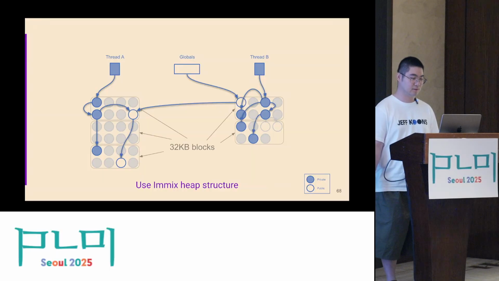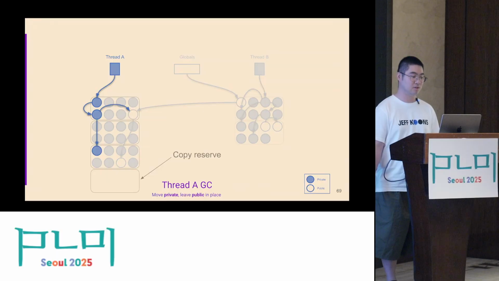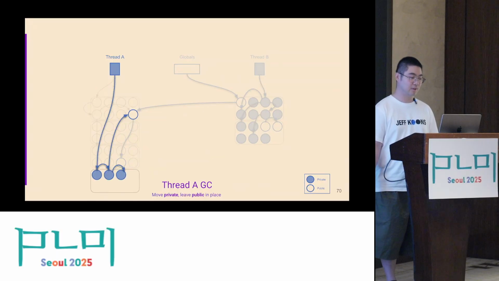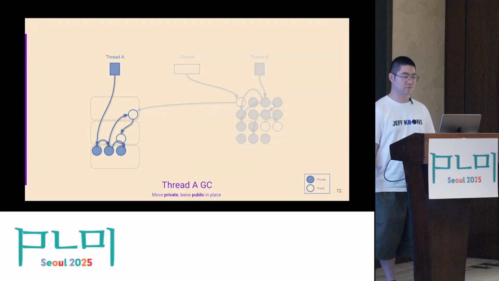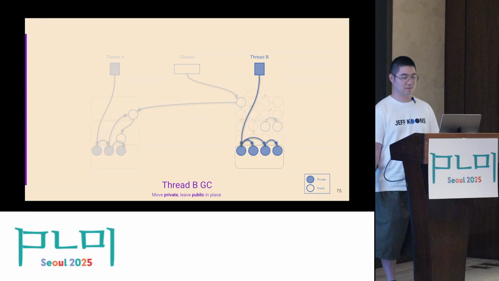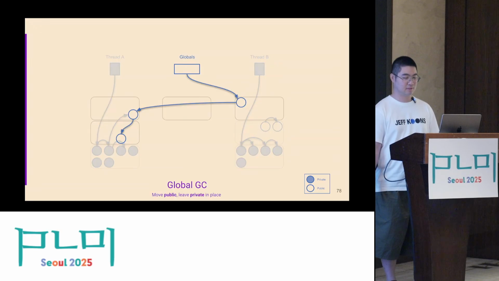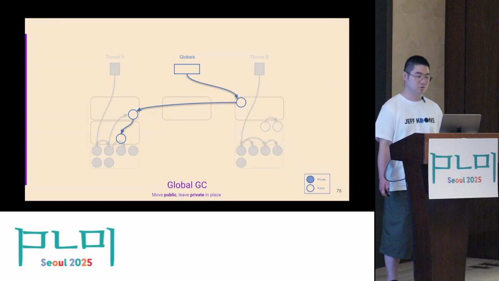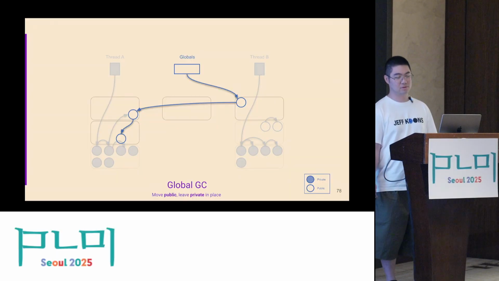So when thread A is doing a local GC, all private objects are evacuated while public objects are left in place. And after the GC, you can return the free memory. Similarly for thread B, right? And eventually, one might need to trigger a global GC, which in this implementation, we fall back to Immix.